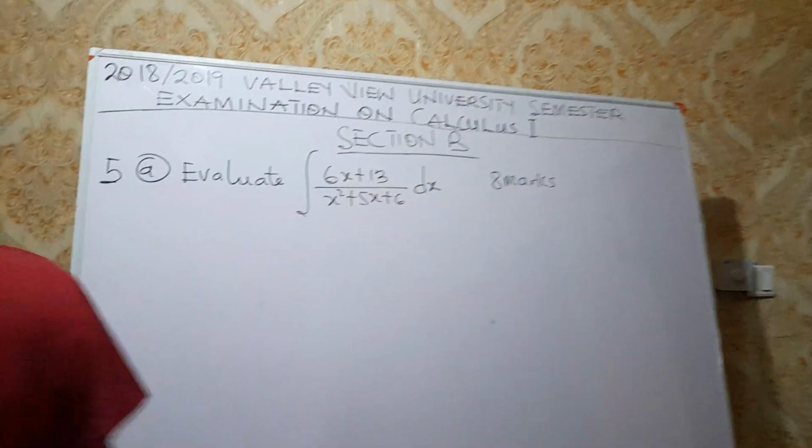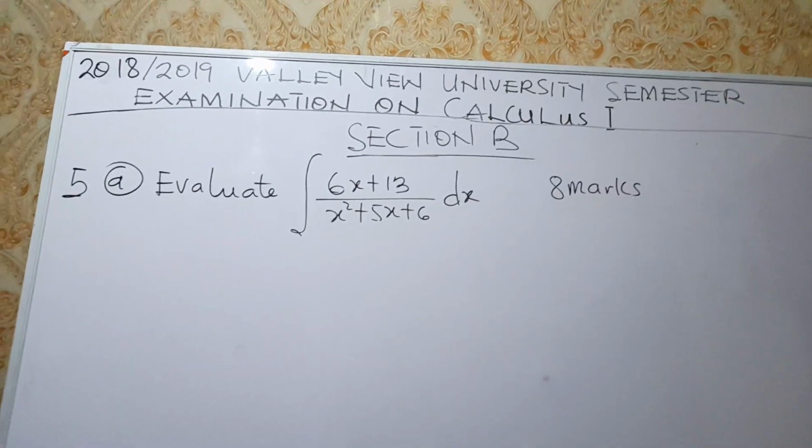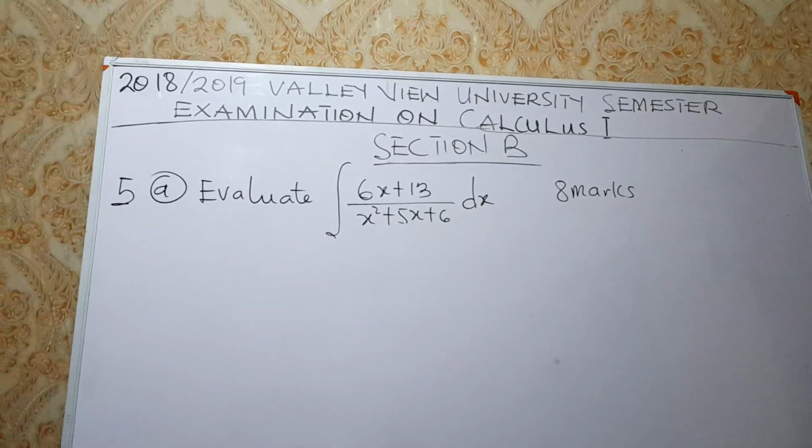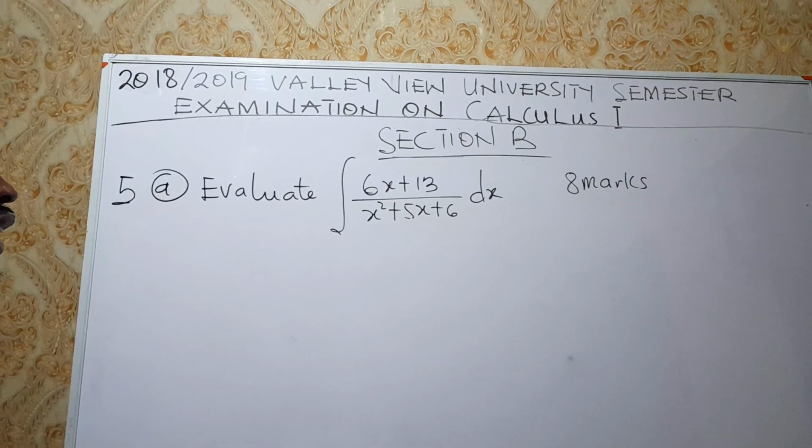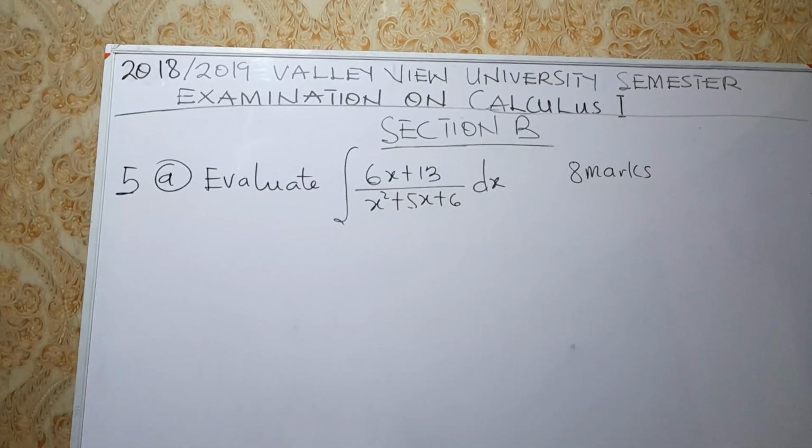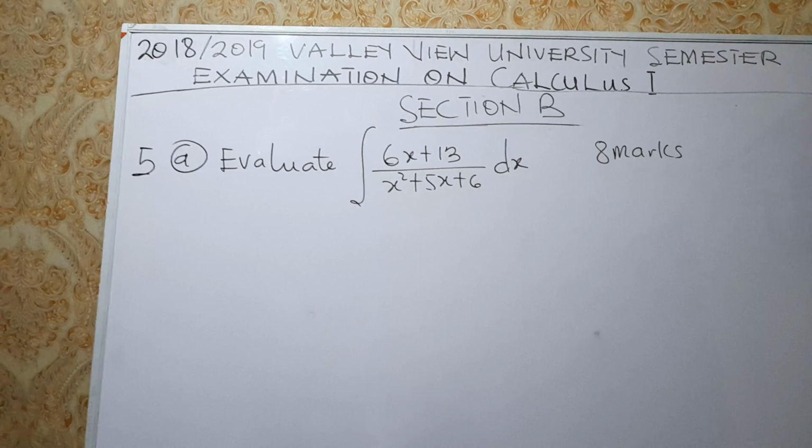So now let's go to question 5A. We should evaluate the integral of 6x plus 13 all over x squared plus 5x plus 6 dx. And this is worth 8 good marks. So how do we solve this?